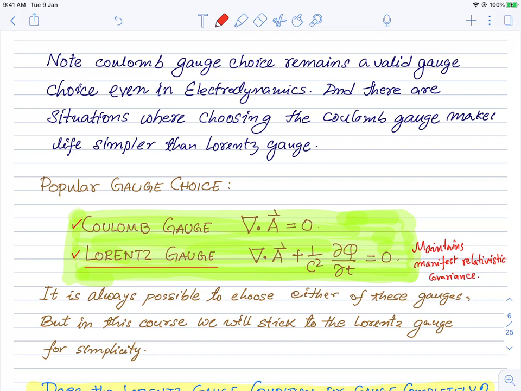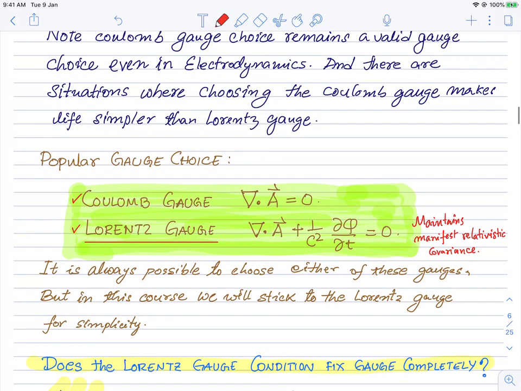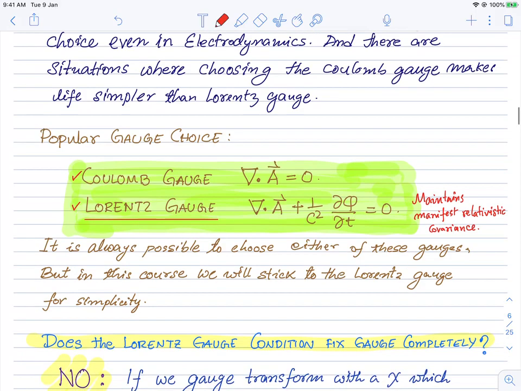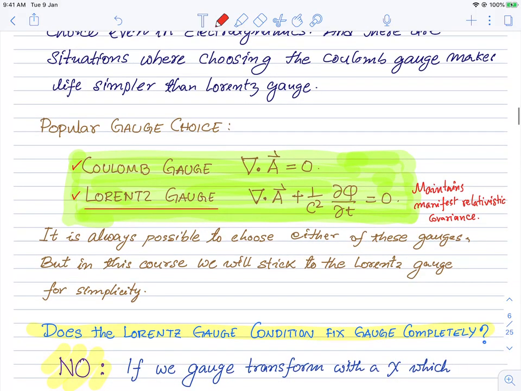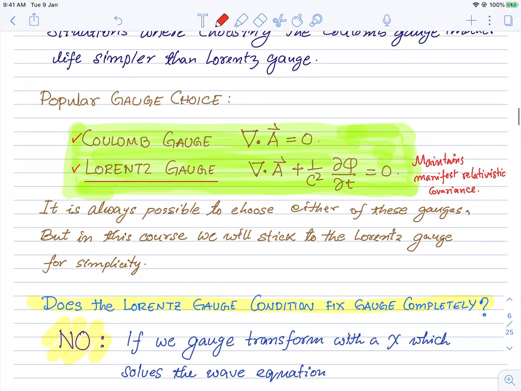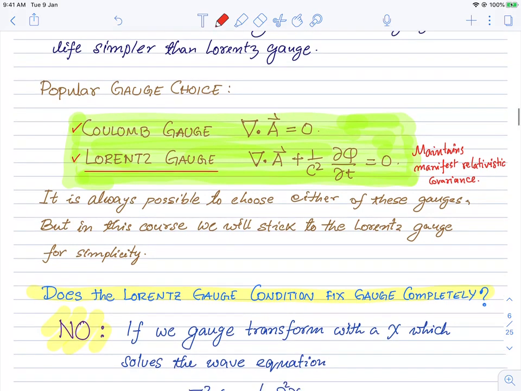So in some sense, if you are thinking about the relativistic dynamics, this is a slightly better choice of gauge. So basically, in all our discussions of dynamical electrodynamics, we are going to stick to the Lorentz gauge instead of the Coulomb gauge.